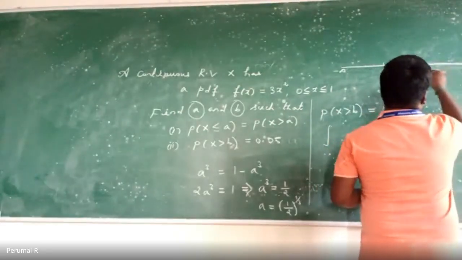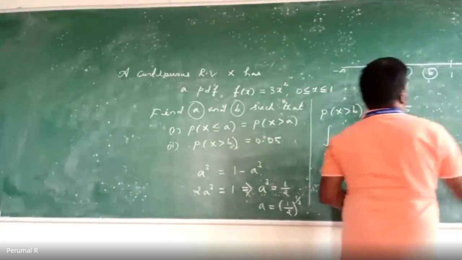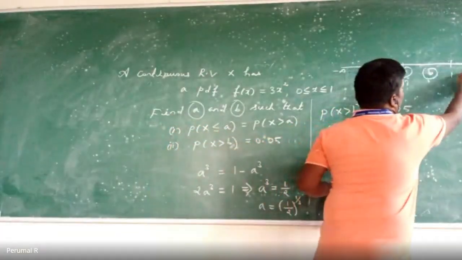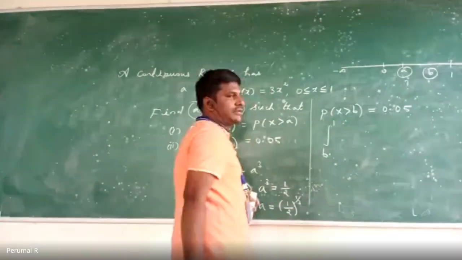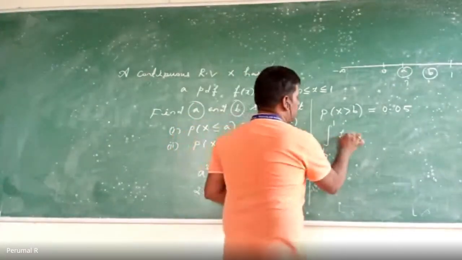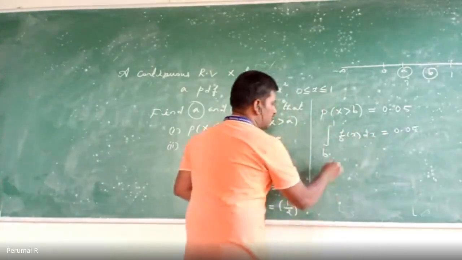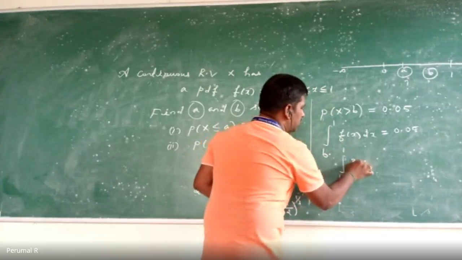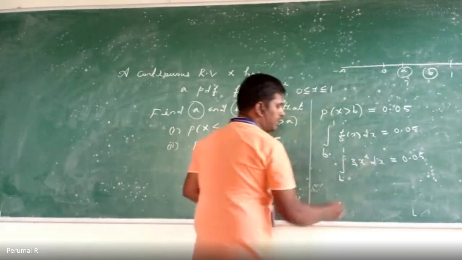So how to write x greater than b? If this is a, this one is b, and this is 1, then this is infinity. X greater than b means b to 1. So you can write the integral from b to 1 of f of x dx equal to 0.05. Therefore, the integral from b to 1 of 3 x square dx equal to 0.05. You can integrate that one.